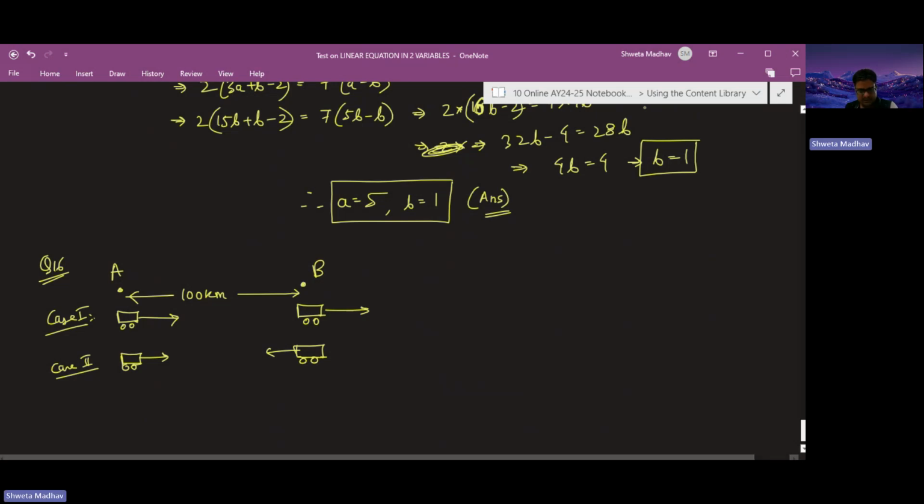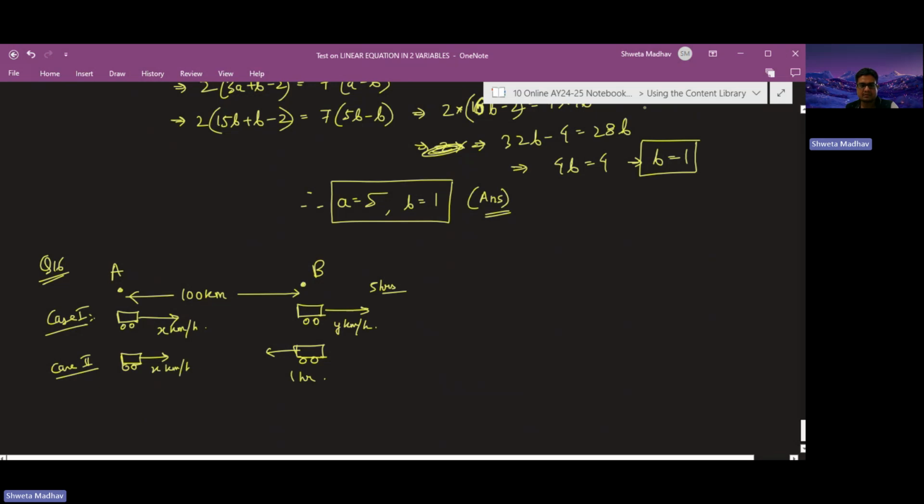If they travel towards each other, they meet in 1 hour, and in the first case, they will meet in 5 hours. So then, what are the speeds of the two cars? Let's say the speed of car A is x kilometer per hour, and the speed of car B is y kilometer per hour. In the second case also, the speed is x kilometer per hour for car A and y kilometer per hour for car B.